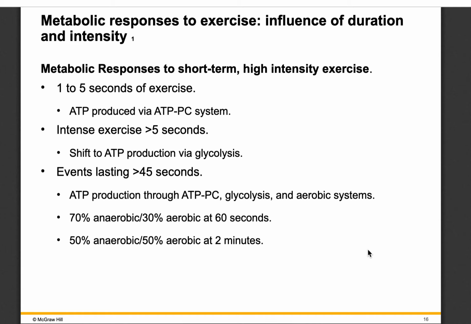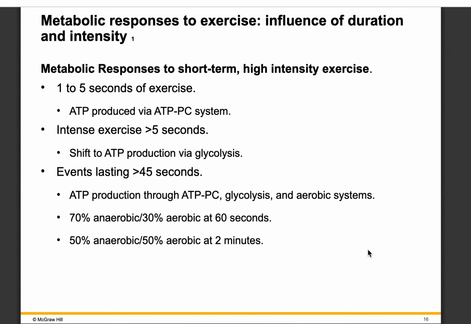As you get into exercise that is greater than 5 seconds, that ATP-PC system is only good for about 5 seconds maximally, where it can produce the most ATP. It starts slowing down after that. And so we start to shift over into glucose after about 5 seconds. And then if we do an activity and it starts going into 45 seconds, ATP production through glycolysis and aerobic starts to happen.